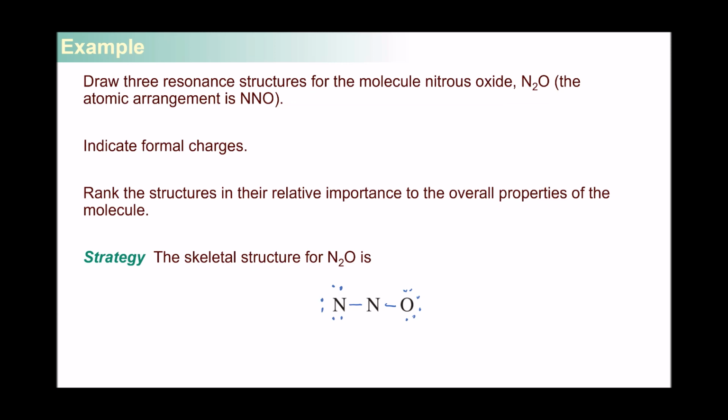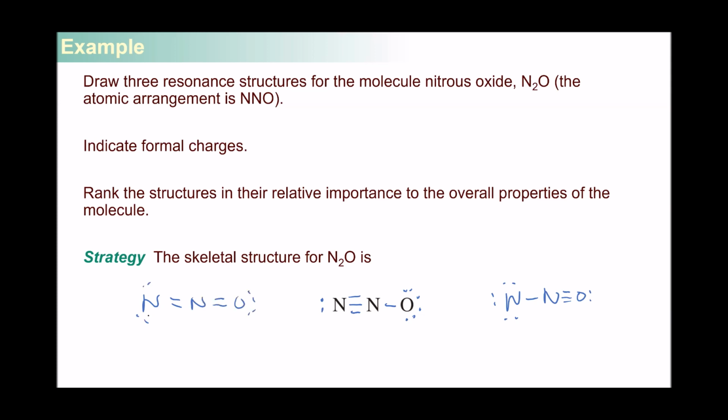Do we form double bonds? We form double bonds. So we need at least 2 double bonds. So we either form all of them with the nitrogen, right? Or all of them with the oxygen, or we split it. One with this nitrogen and one with the oxygen.